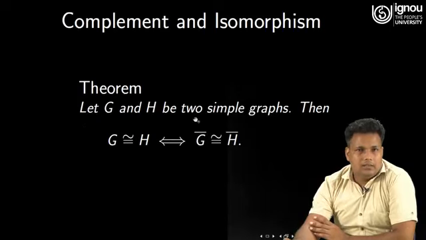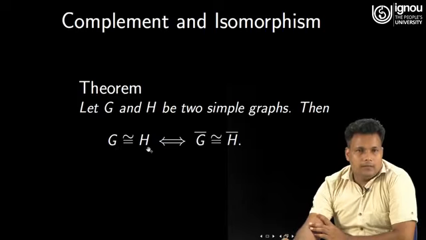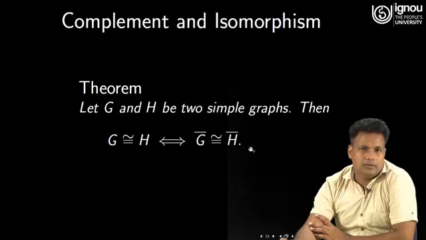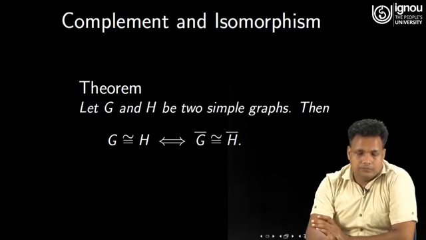Let G and H be two simple graphs. Then G is isomorphic to H if and only if G bar is isomorphic to H bar. That is, G and H are isomorphic if and only if their complements are isomorphic. So let's first prove this.